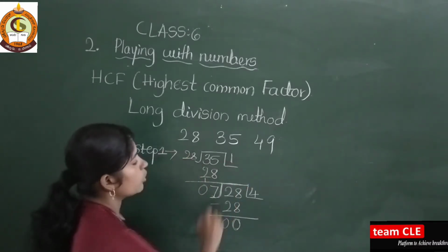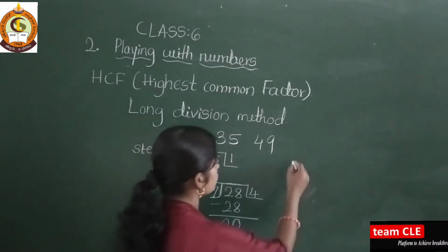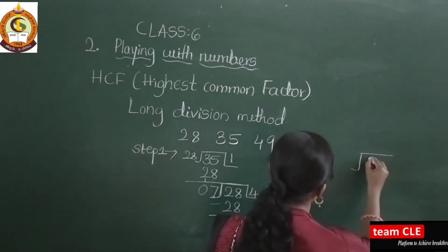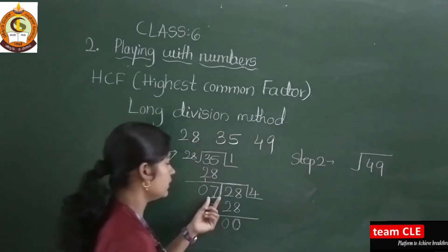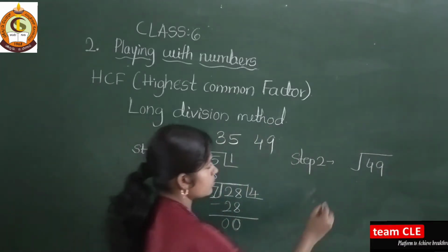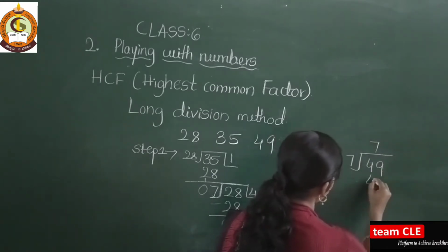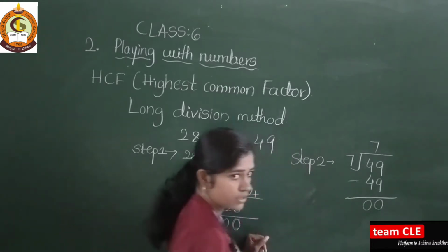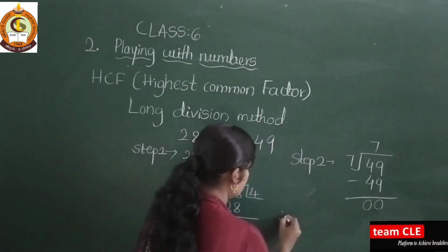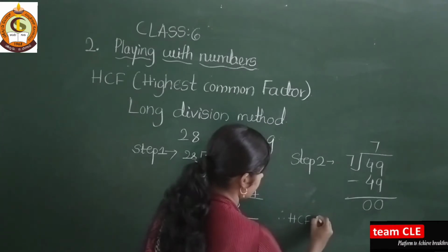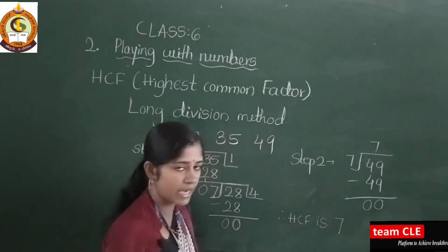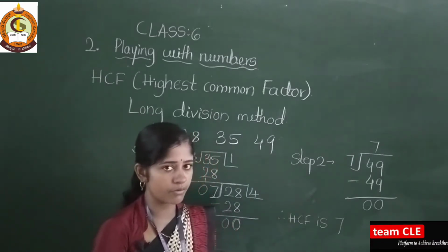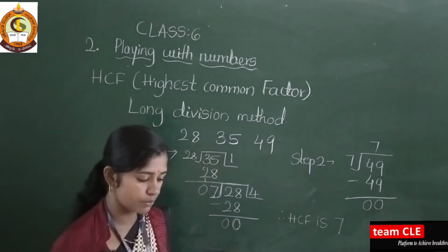One more number remains, that is 49. So write step 2 and divide 49 by the HCF 7. 7 sevens are 49. 9 minus 9 is 0 and 4 minus 4 is 0. So see here, therefore the HCF of the numbers is 7. Where do you get the 0 as a remainder? That divisor we call the HCF of the numbers. So this is the first question.